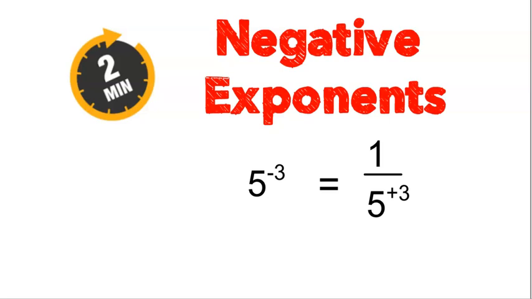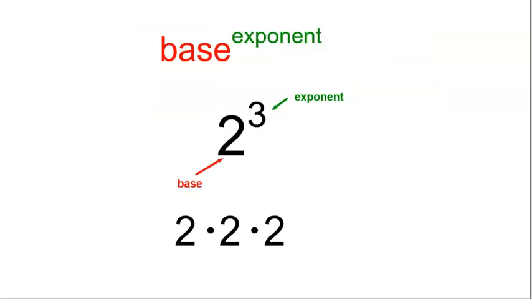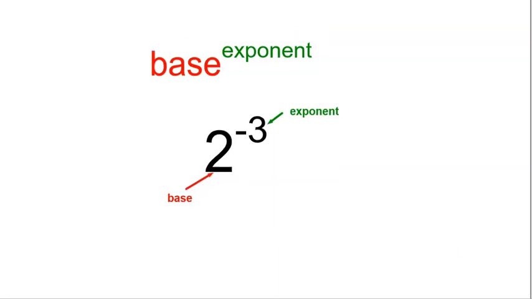Negative exponents explained in 2 minutes. When you have a power, it includes a base and an exponent. And the exponent tells you how many times to multiply the base. But what do you do when the exponent is negative?